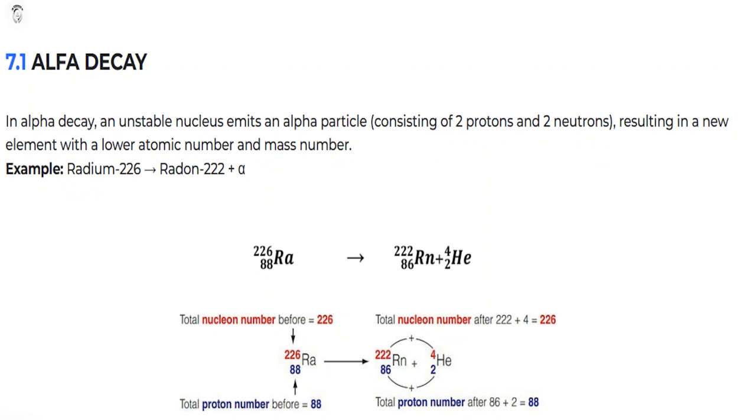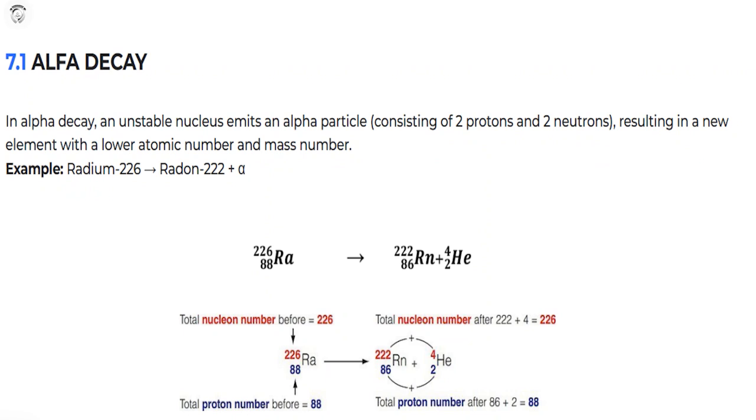So here is an example in front of you, radium-226. It undergoes alpha decay. So what will we emit? We will emit 2 protons and 2 neutrons, that is, we are going to emit helium. If you look at this, the radium undergoes decay to radon, and it emits helium.